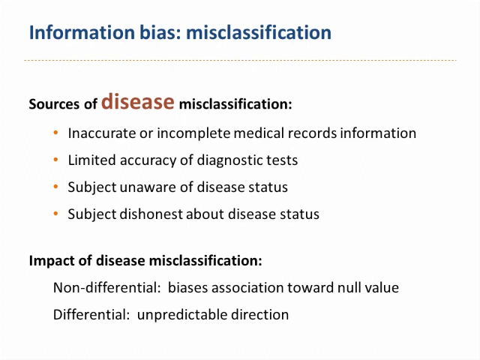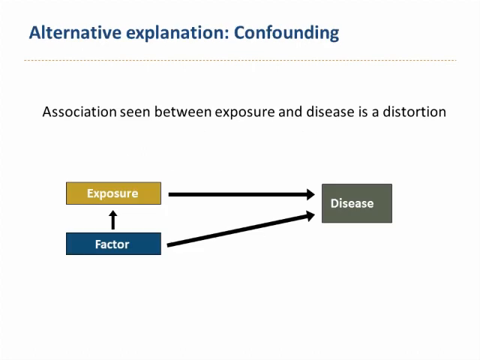As with exposure misclassification, non-differential misclassification of disease generally leads to a bias towards the null, while differential misclassification can lead to unpredictable direction of bias. The final category of bias that I'll discuss here is what's called confounding. As with the other forms of bias, we need to conclude that no alternative explanations by way of confounding exist that would explain the observed association.